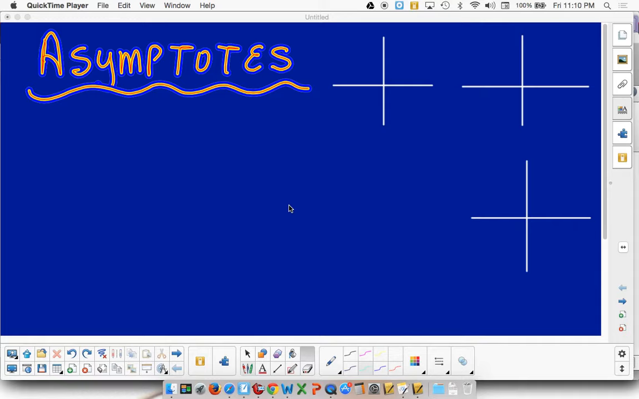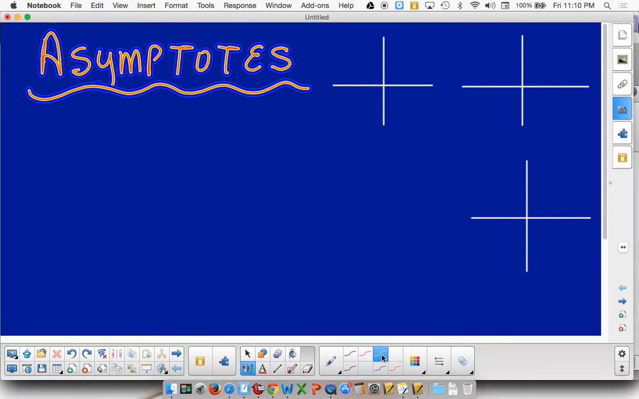Now we are ready to put our knowledge of rational functions to use by finding out how the graphs of rational functions work. And one of the most common things known about rational functions is that their graphs typically have asymptotes. And so today we are all about finding asymptotes.